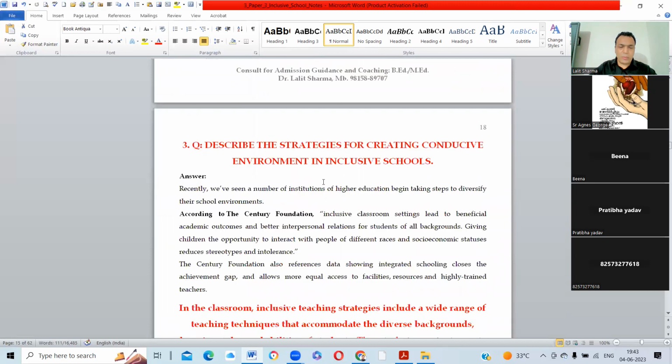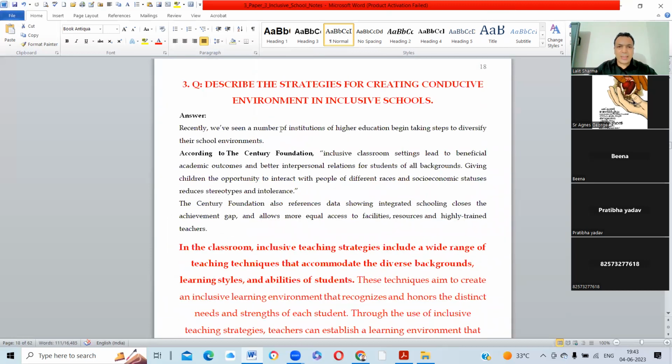Now we move to the third question. Describe the strategies for creating a conducive environment in an inclusive school. It is one question from the syllabus: creating a conducive environment. Now who will create this environment? Conducive means a useful environment, the environment which is beneficial for the inclusive students, the disabled persons, right?